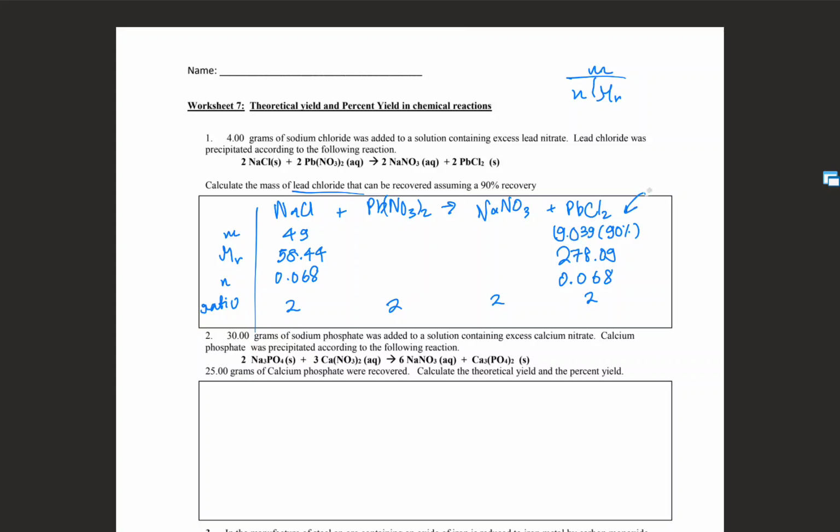But you'll notice there's a 90% yield. That means 10% was lost through errors such as losing some on the equipment. We're going to multiply the theoretical yield by the percentage yield to get the experimental yield. So 19.03 times 90 over 100 is 17.13. You can also write this as 17.13 grams, which is the final answer.